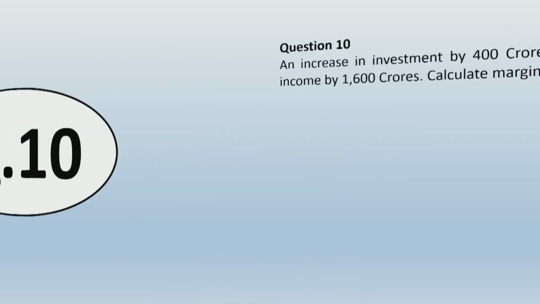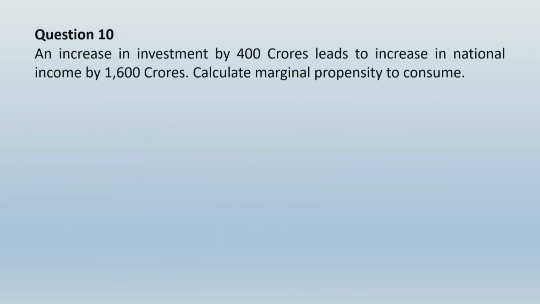Let us read this question. An increase in investment by 400 crores leads to increase in national income by 1600 crores. Calculate marginal propensity to consume. Now this is a question even a kid can solve without any difficulty. You should just know one thing, that delta Y is 1600 crores and delta I is 400 crores.